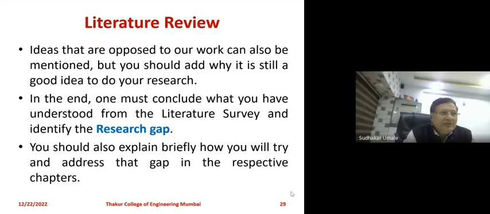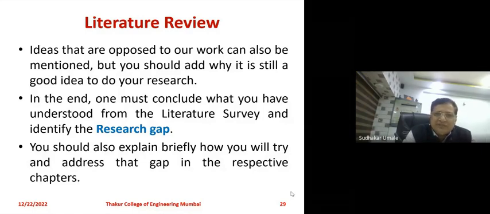Ideas that are opposed to your work can also be mentioned. Suppose you are writing something and other papers are explaining that your writing does not match theirs. Then you have to explain why you are able to write it, because it is completely opposite to the references or literature. Then you have to give very proper reasons for changing your topic. But you should add why it is still a good idea to do your research. Even though it is opposing your research, you have to give the good idea.